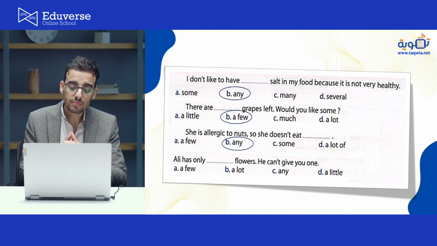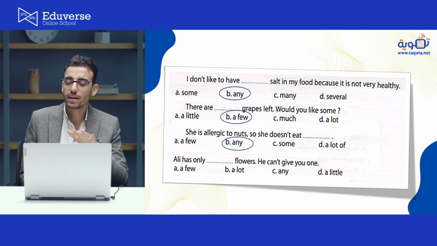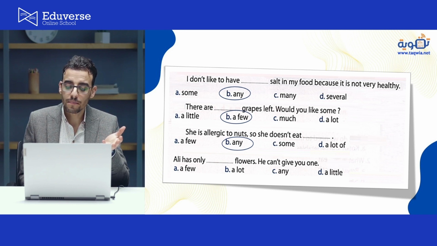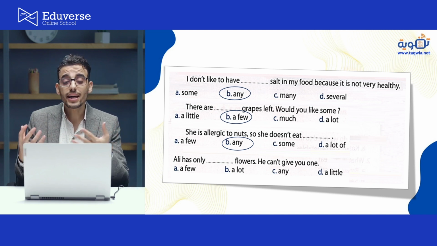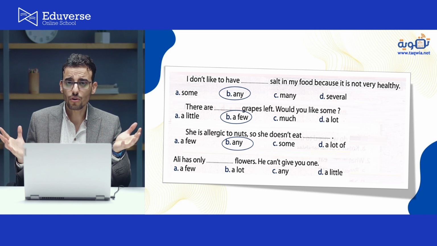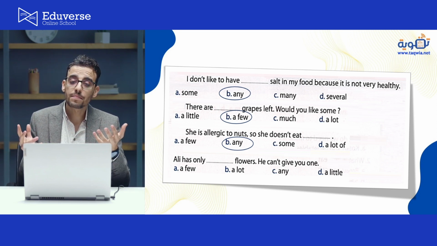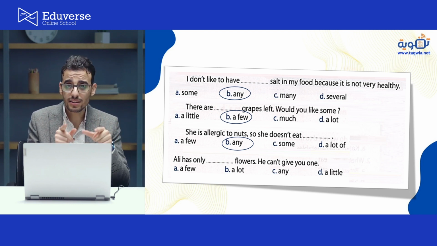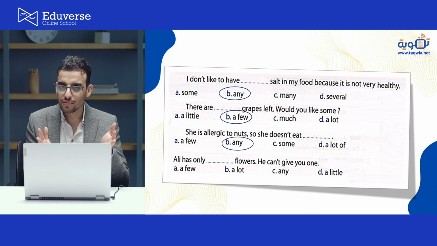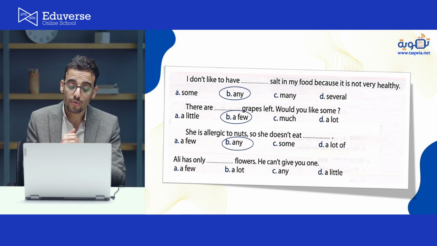Last one. Ali has only blank flowers. He can give you one. All right. He has only a few flowers. Can you count the flowers? Of course, you can. So we will not use any. Why? Because we said that any is for negative sentences, right? Is this sentence negative? As you can see here, we don't have negative. We have Ali has, not hasn't. So it's positive.